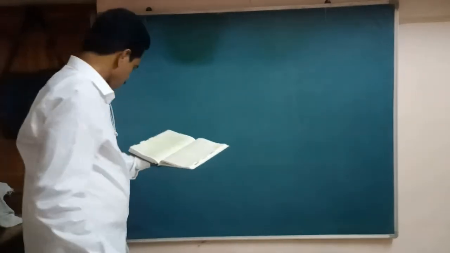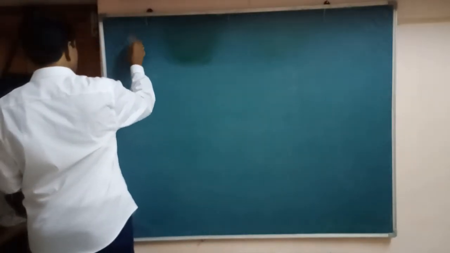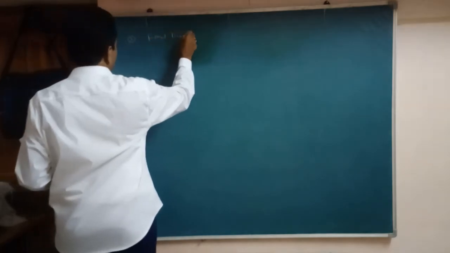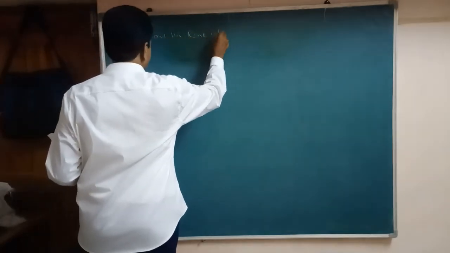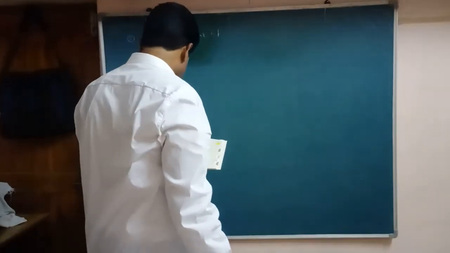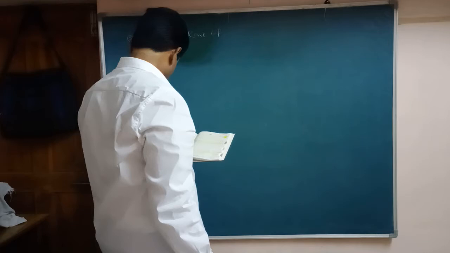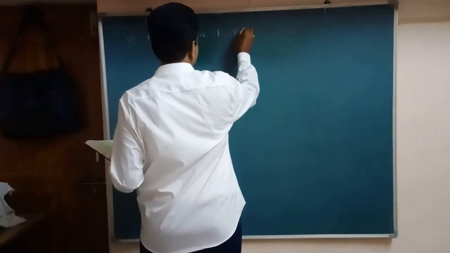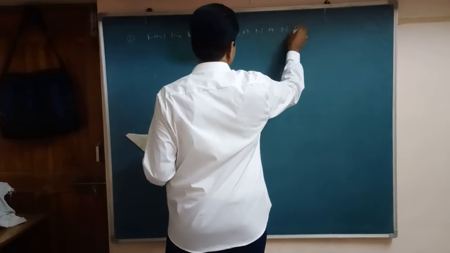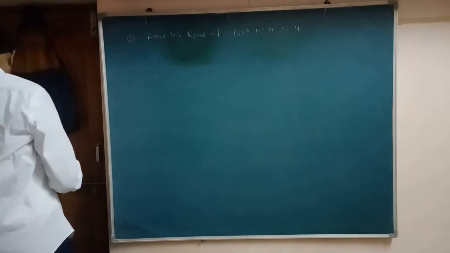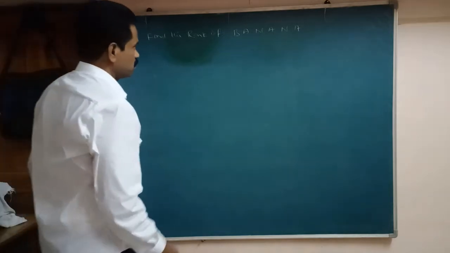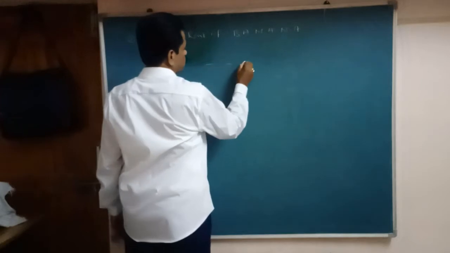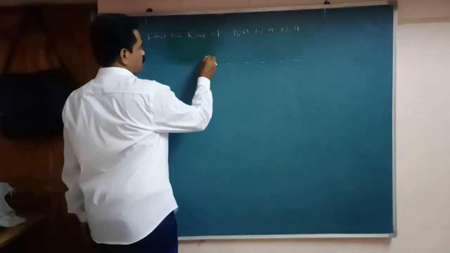Next one. Find the rank of banana. Rank of banana. So here also first, how many letters? 1 2 3 4 5 6. Banana.